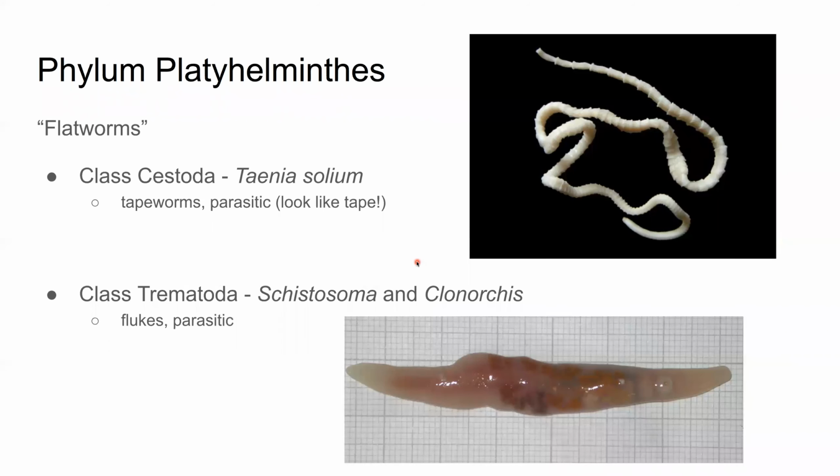But there's actually two different classes that we want to talk about that are both different types of flatworms. So there are the cestodes, which include the tapeworms that I was just describing, and they look like tape. They're very flat. In fact, this is another artist rendition, but it almost doesn't show very well how really thin the thickness of these organisms is. And then there are the trematodes, and those include flukes and organisms like Schistosoma and Clonorchis.